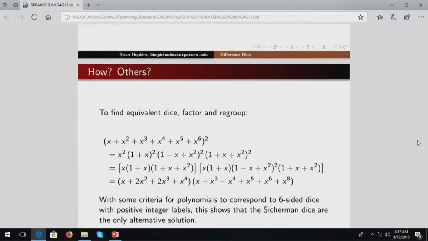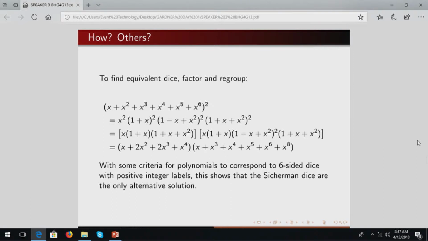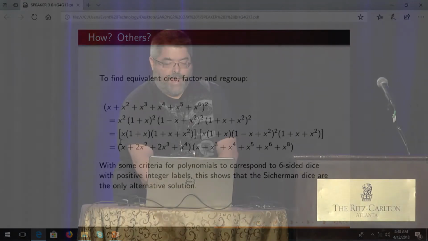So then to find the Sicherman dice, we are going to do what we've done since high school algebra. We're going to factor things. I'm going to factor that into irreducible components, and then recombine them in a different way. And you see what I end up with at the end is a single 1, 2 2s, 2 3s, and a 4, and then a 1, 3, 4, 5, 6, 8. And if you have some conditions on what it means for polynomials to correspond to dice, you can convince yourself that the Sicherman dice are the only other possibility.